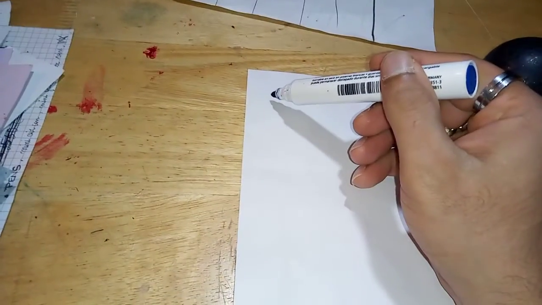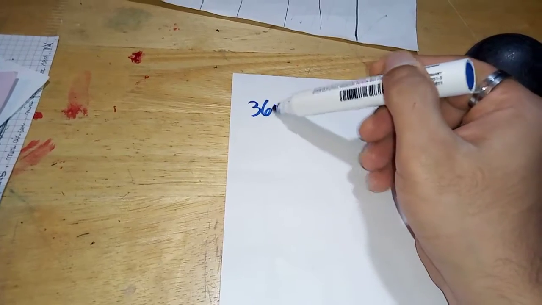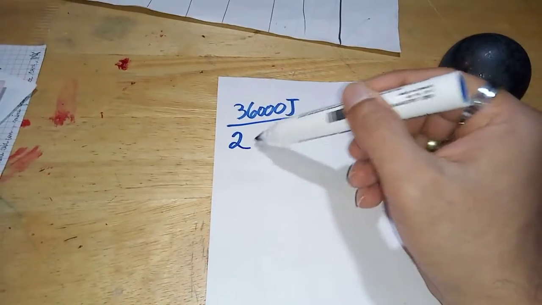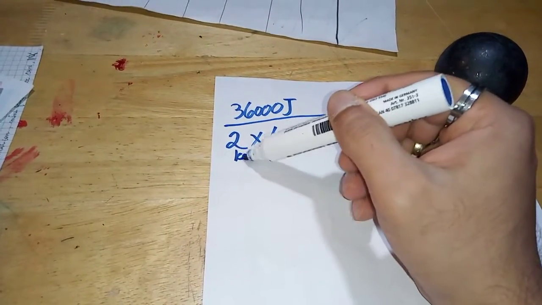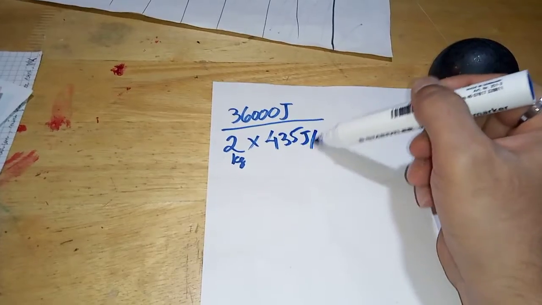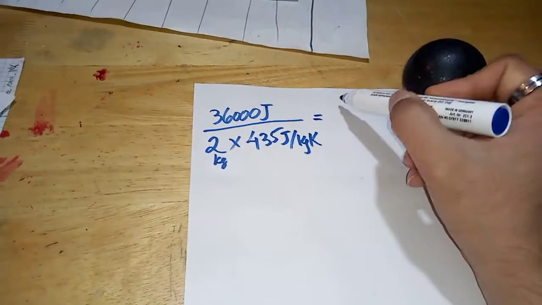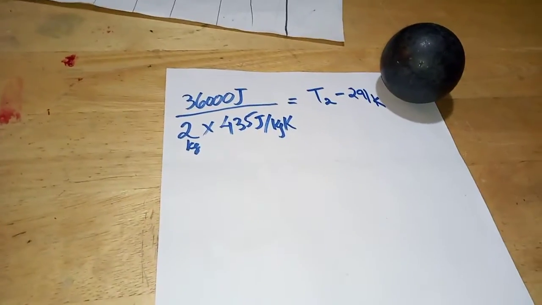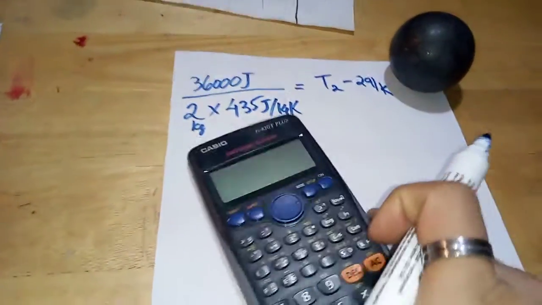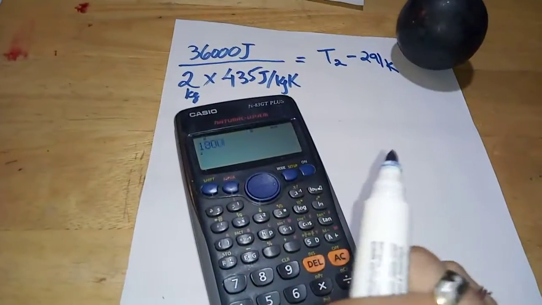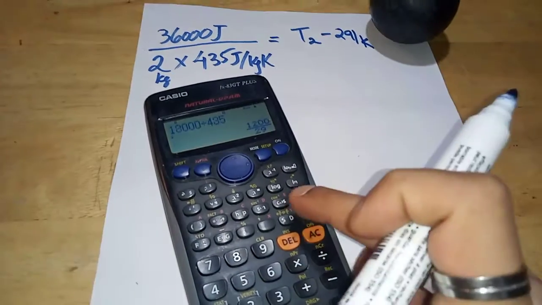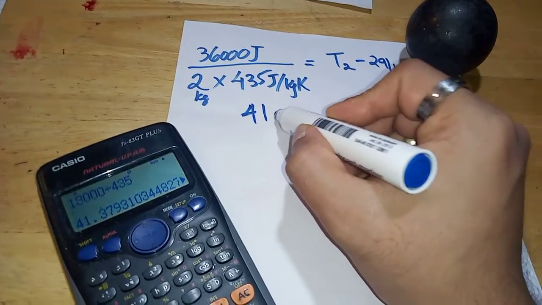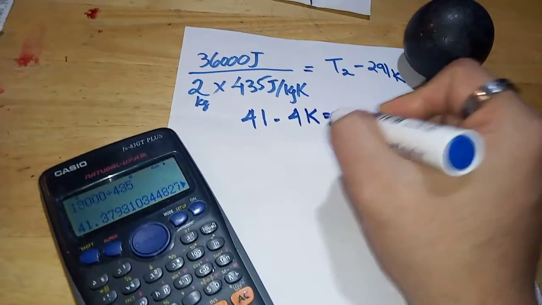So the final temperature would be 36,000 joules divided by 2 kgs times 435, which equals T2 minus 291 Kelvin, and that would be 41.4 Kelvins.